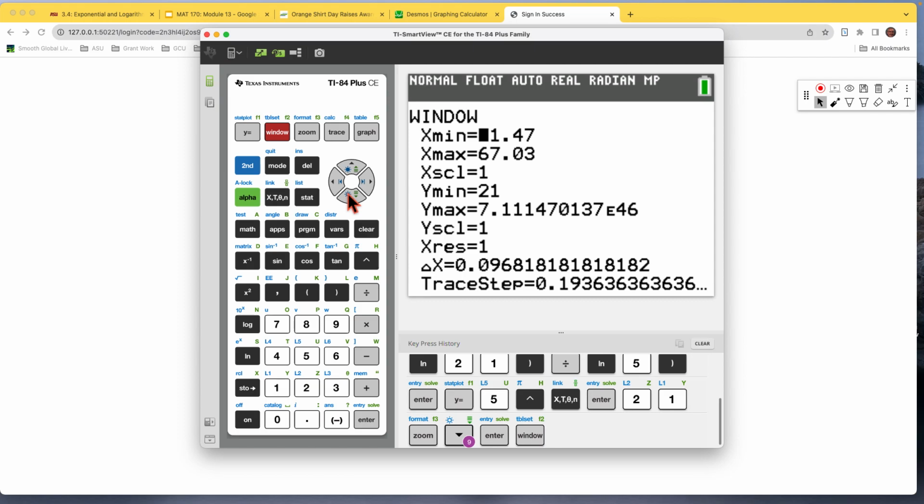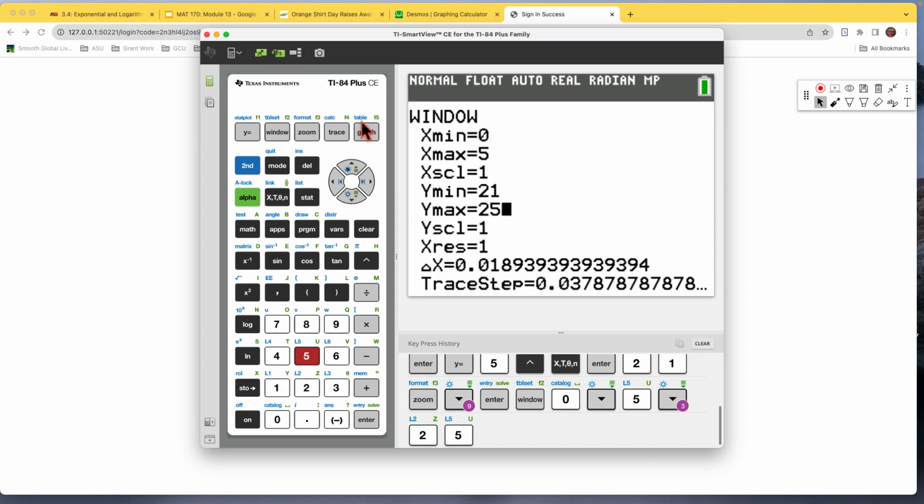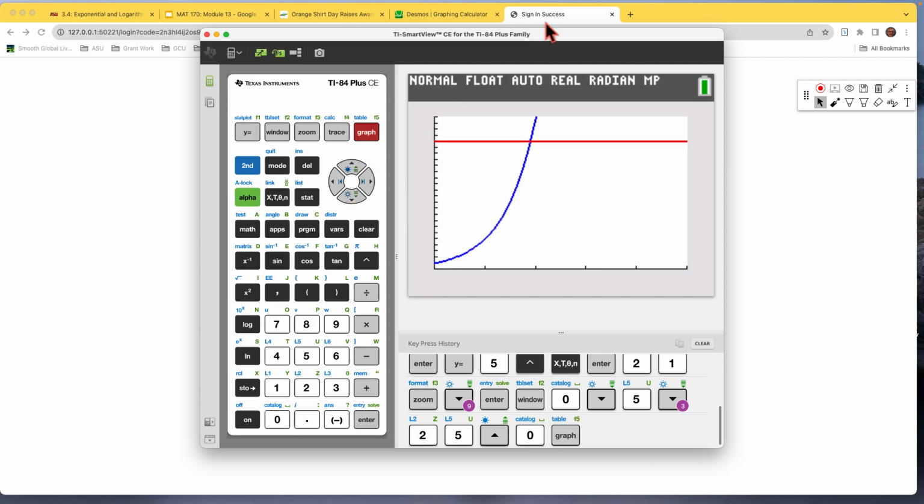We know the answer is supposed to be like 2, so change my window a bit. And Y max, let's go up to 25. This should do it. So sometimes we have to find it, but we find our point of intersection. And again, you can do that with your TI calculator by going second calc.